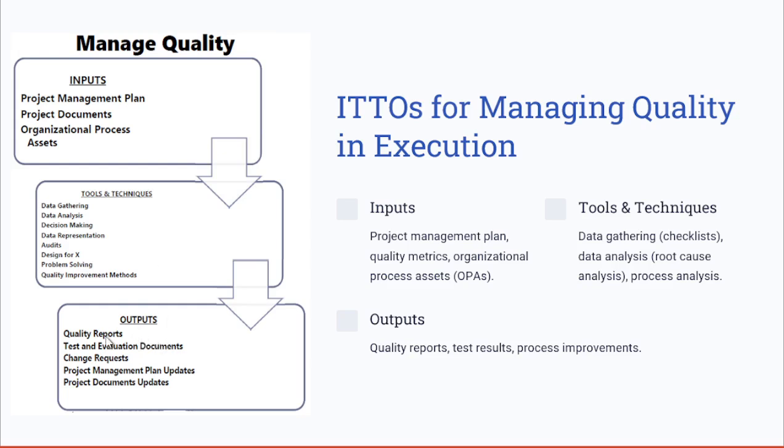The outputs here would be the quality reports, the test and evaluation documents, and change requests in case you have discovered any quality issues or suspect that there might be an upcoming quality issue. You may need to take a preventive action by submitting change requests to align the requirements with the quality management plan. You might also need to update some of the project management plans or the project documents.